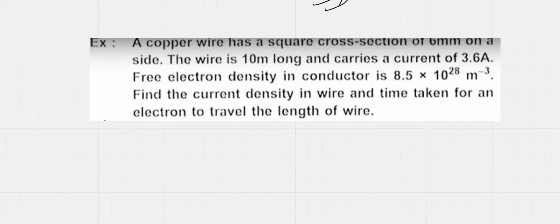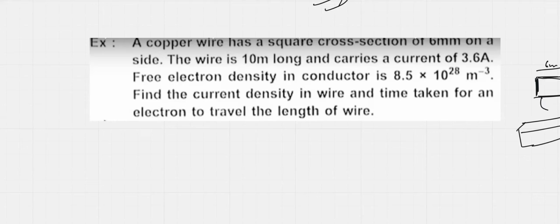So look, the problem says you are given a square cross section of 6 mm. So you can simply say you are given something like this, a square cross section. 6 mm is the side. Cross section means there is a long copper wire whose opening, instead of being a circle, is a square kind of opening.